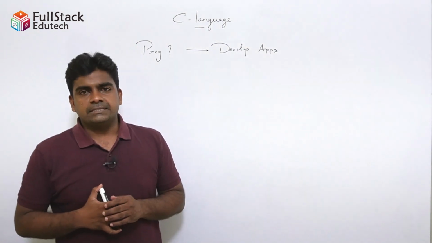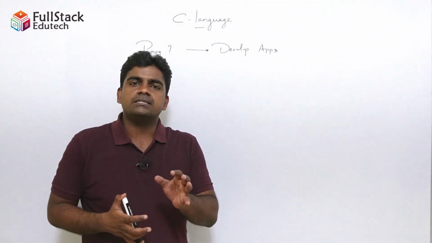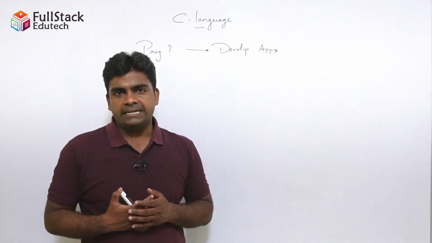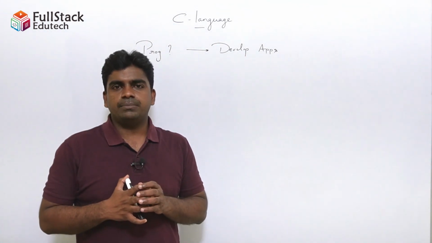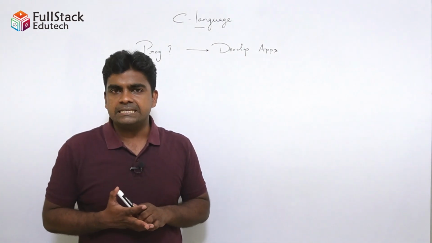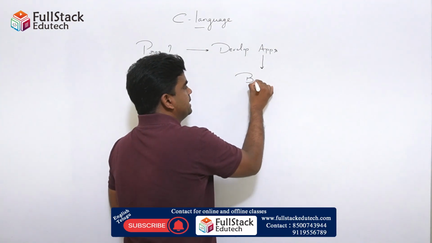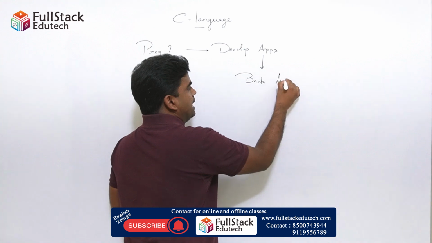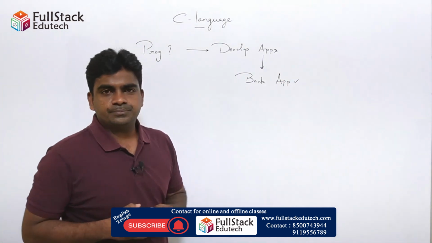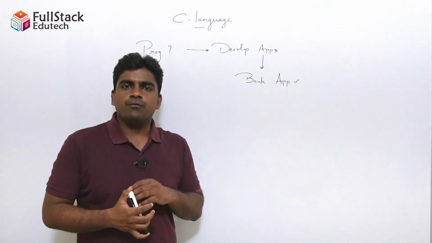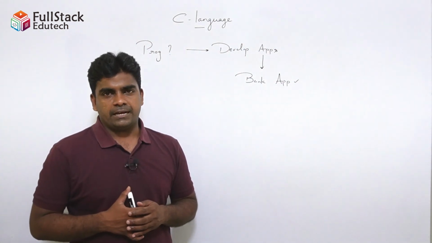So what is an application? Simply to say, it is a software. We are using n number of softwares in our daily life. The best example to understand more easily, I am taking one example called a bank application. One application we can develop once you are good at a programming language.